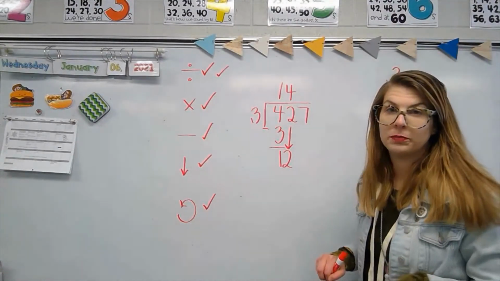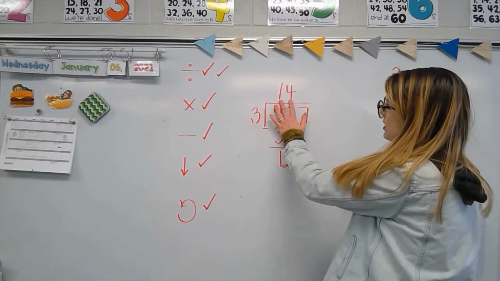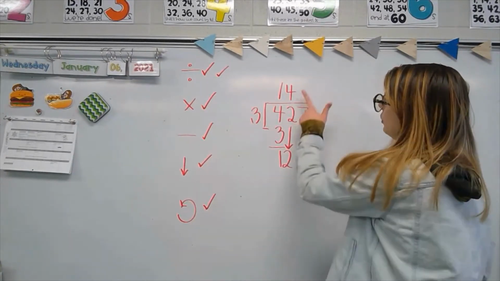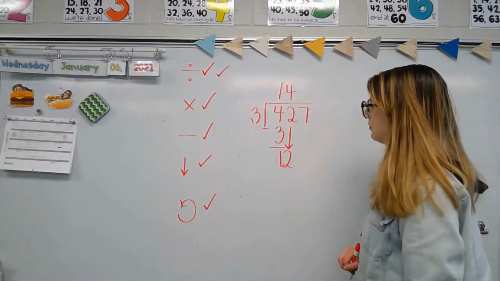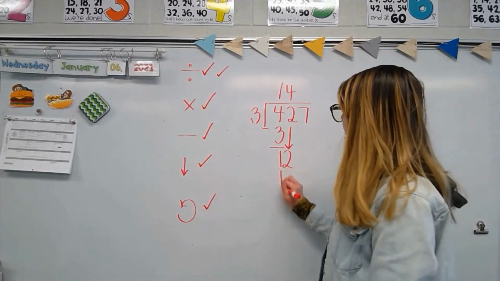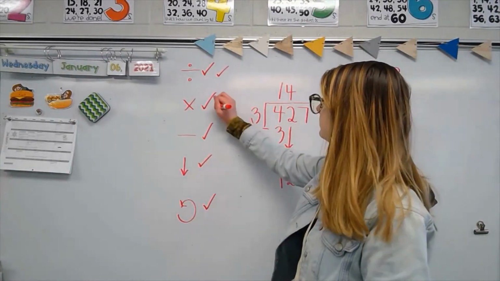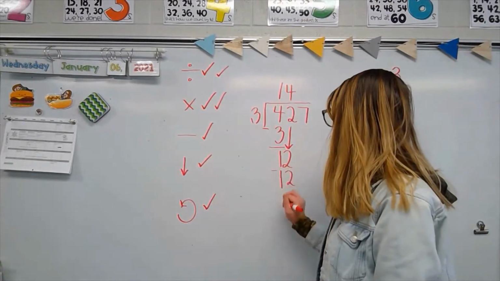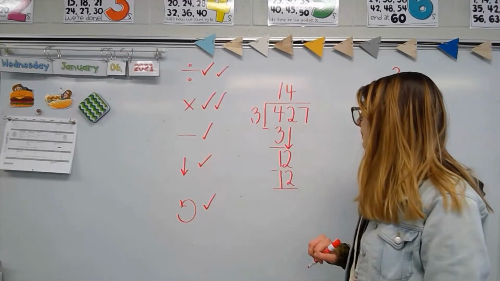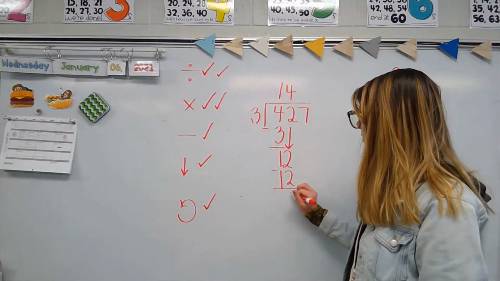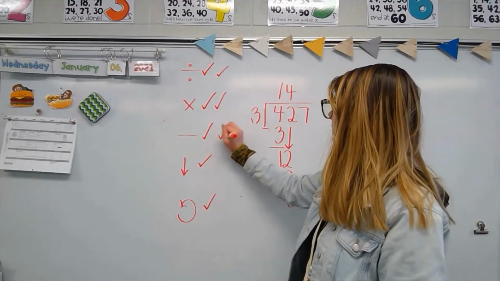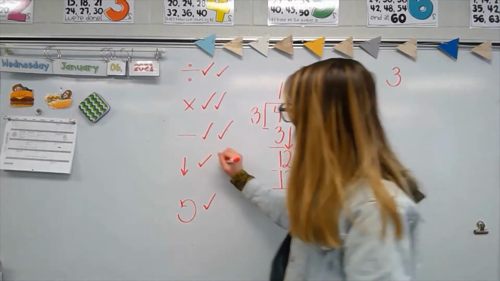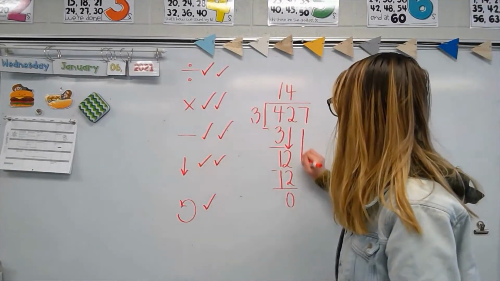Next, I'm going to multiply, but I don't want to multiply the number 14. I'm only looking at this 4 that I just put on the roof. 4 times 3 equals 12. And now it's time to subtract. 12, take away 12, equals 0. Ooh, I still have some digits to go, so I'm gonna bring it on down.